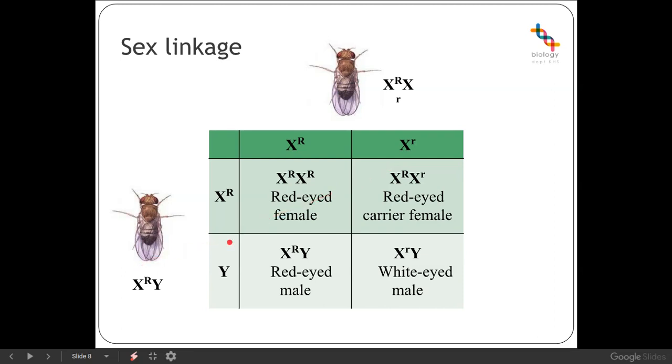A male, on the other hand, that has got a recessive r on the X chromosome, like this one here, is going to show up as having white eyes because the smaller Y chromosome has got no homologous gene to mask that effect. Red-eyed males would only be seen if they inherit the X with a large R from their mother.